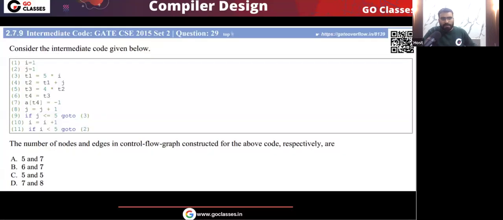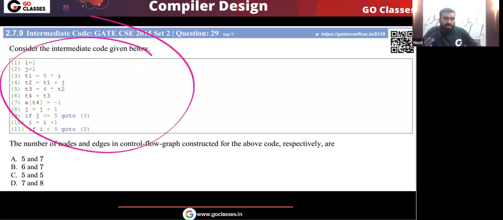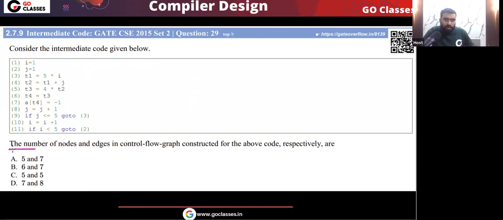Now let's solve this question. This is your GATE 2015 question. In this GATE question, you can notice this intermediate code is given to you. The number of nodes and edges in the control flow graph constructed for the above code, what will that be? How many edges and how many nodes will there be?